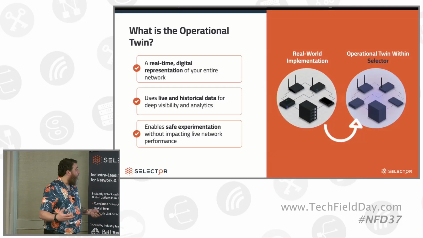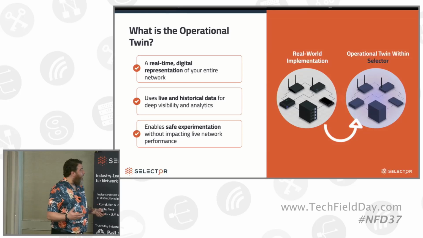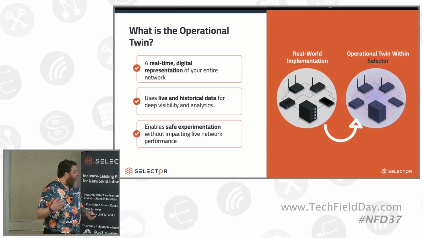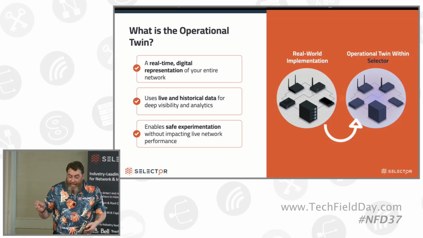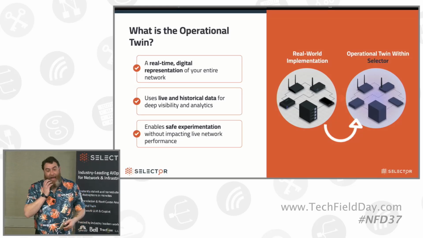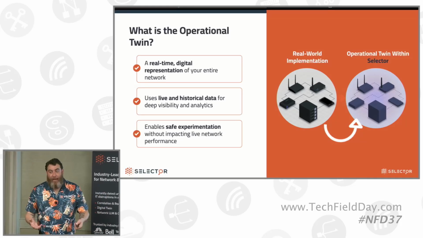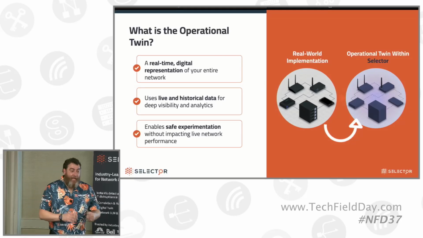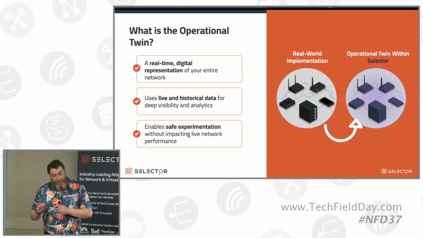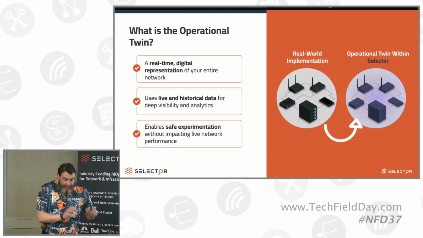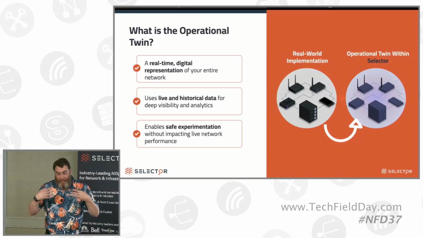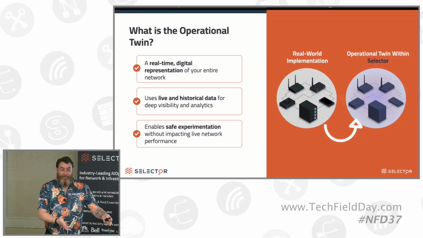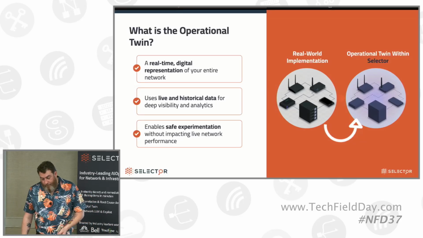So what is the operational twin? It's a real-time digital representation of your network with live and historical data for deep visibility, and it enables safe experimentation without impacting the network through natural language interrogation. If I were to change the path on this, if I were to put this BGP in, if I was to remove this network, if I was to add this subnet, safe thought experiments using real data and real predictability.